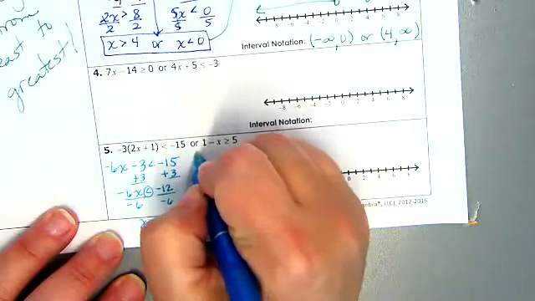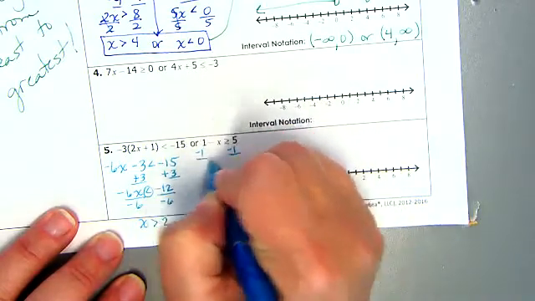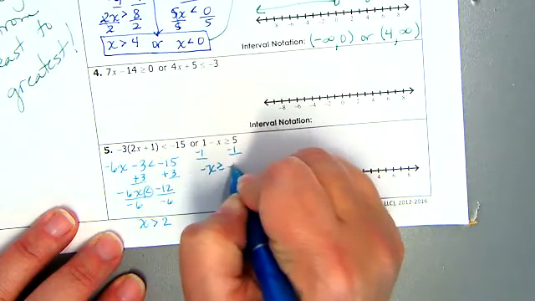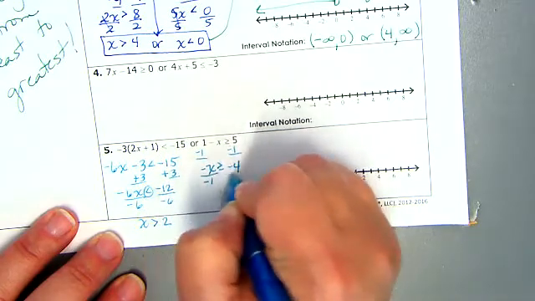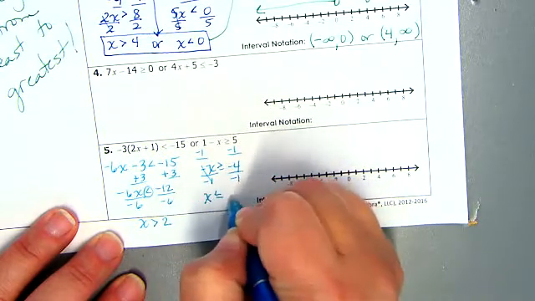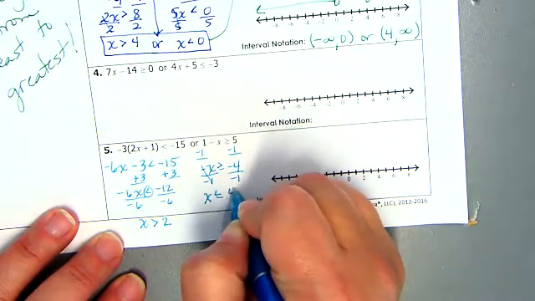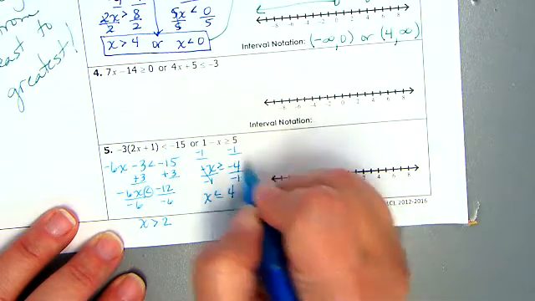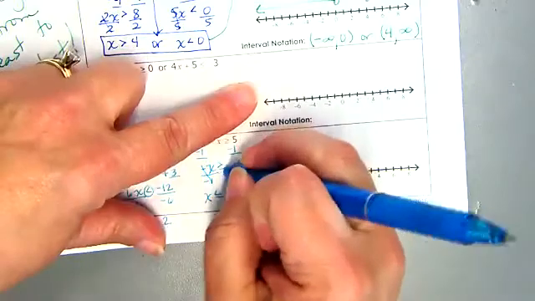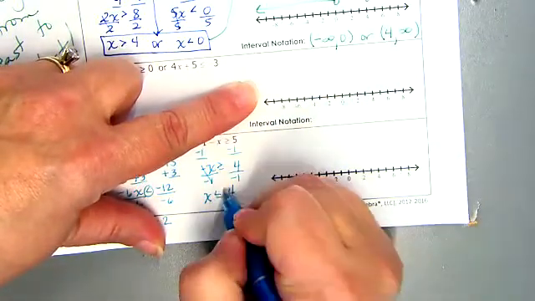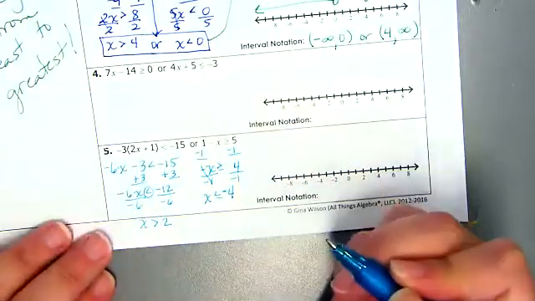Solving over here, I'm going to subtract 1, subtract 1. I have negative x is greater than or equal to negative 4. Divide by negative 1. And x is less than or equal to 4. What did I do? Oh, that's a positive 4 right here. Too many negatives, so that makes this a negative 4.